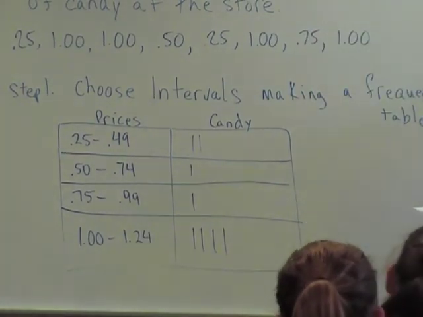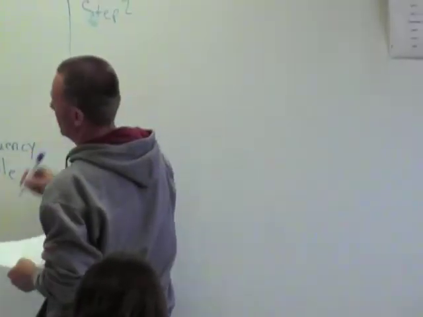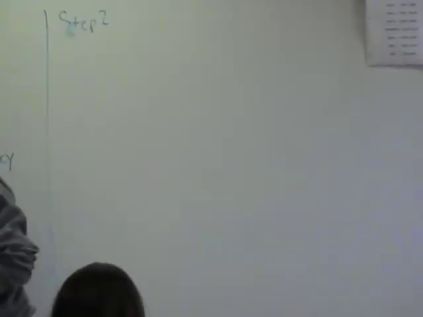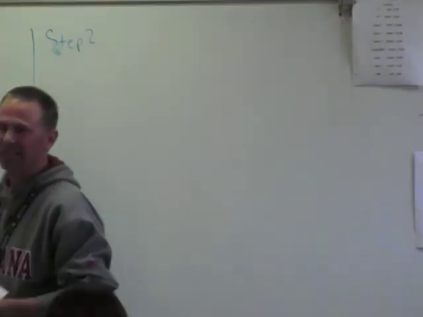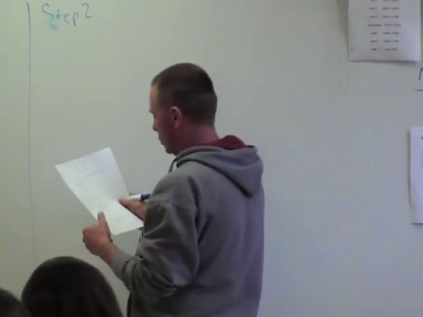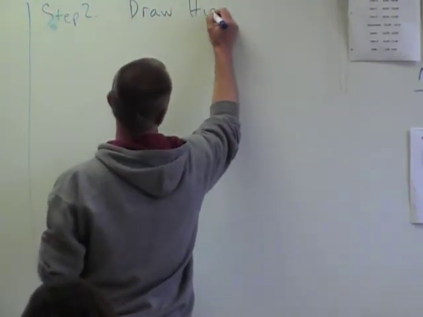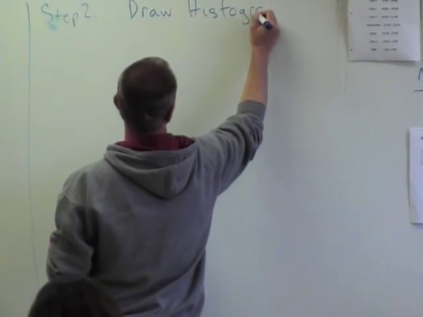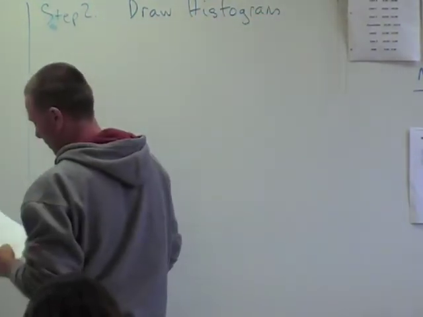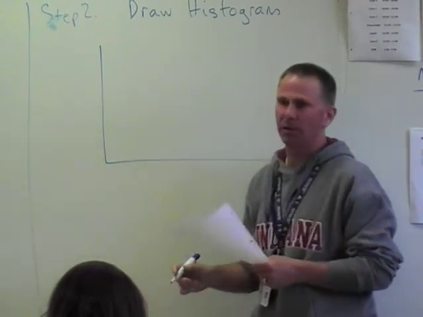Math. Yeah, we're going to see. Step 2. Love step 1. Usually there's a step 2. Okay. Step 1, make a frequency table. Step 2, draw the histogram. So here's a histogram so you understand. It's just basically going to be the first quadrant of your graph.